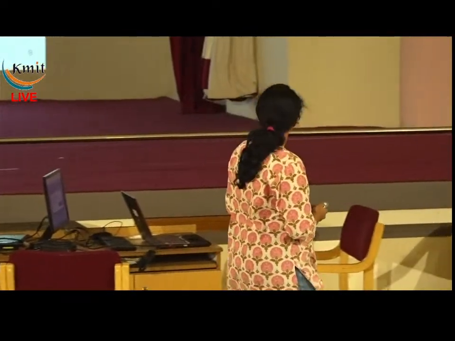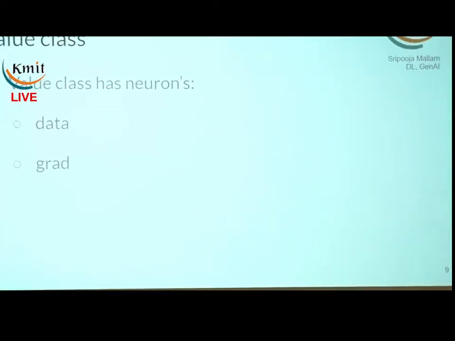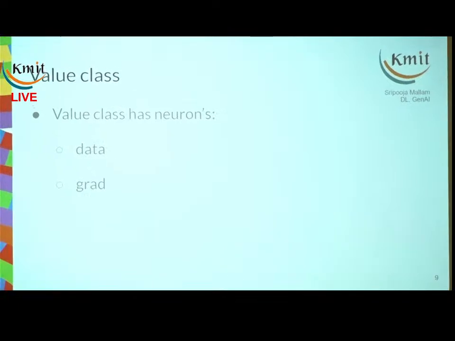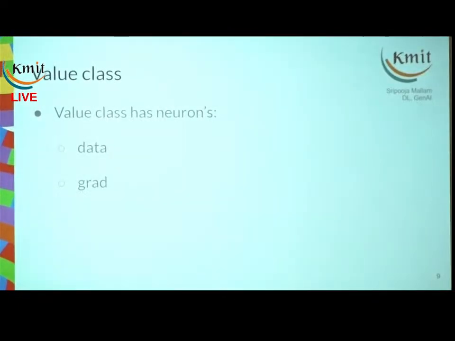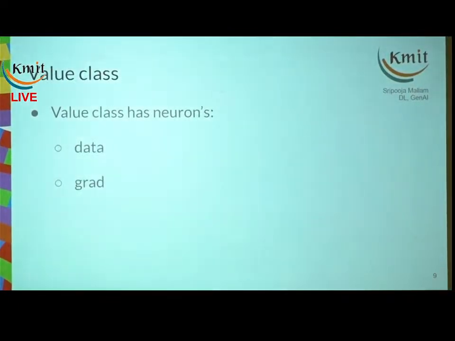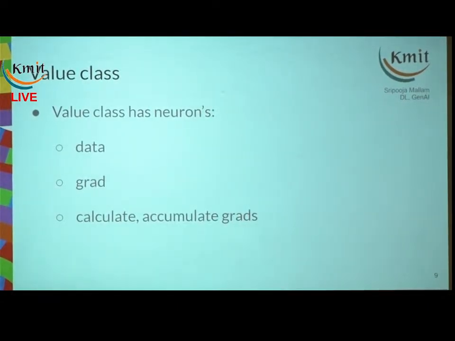So the value class has the neuron's data, and it has the gradient value of a particular neuron. So these are two values we are storing. Apart from that, what do you think we are doing in the value class? Backward propagation, part of it, yeah. Accumulating gradients, we have that logic, correct? So we are calculating, and we are also accumulating the gradients.